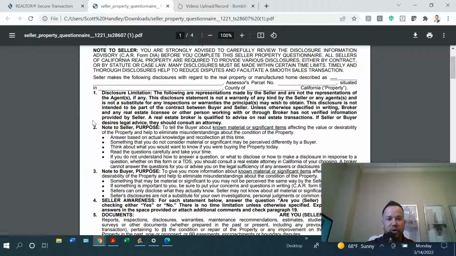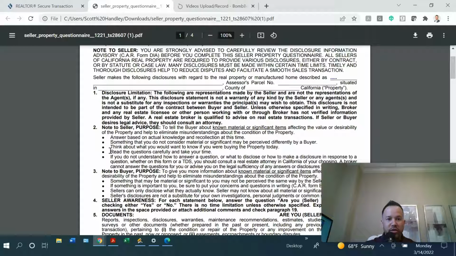So still on page 1, let's move to number 2 here, note to seller, purpose. You'll see number 2 and 3 are pretty similar. It just gives a little bit of a disclaimer to seller and to buyer with some bullet points here. So, note to seller, purpose: to tell the buyer about known material or significant items affecting the value or desirability of the property and help to eliminate misunderstandings about the condition of the property.